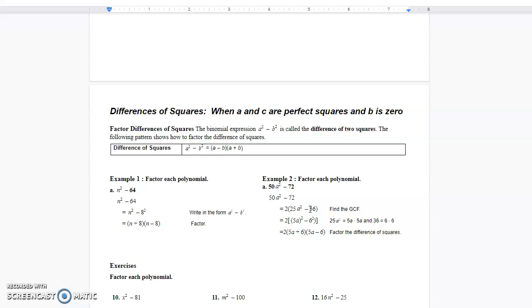Then 25a squared is a perfect square. It is 5a. 36 is a perfect square. That is 6. So this becomes 2 times 5a plus 6 times 5a minus 6. Okay, I'm going to do a few of those with you.